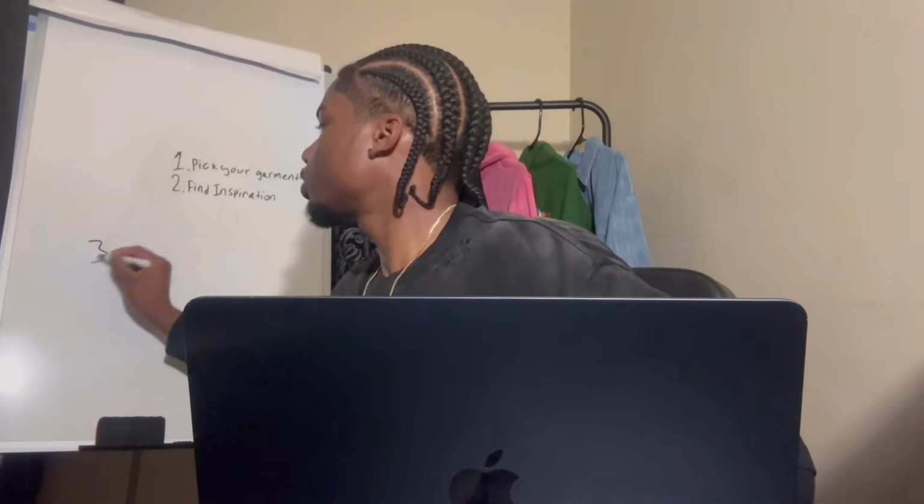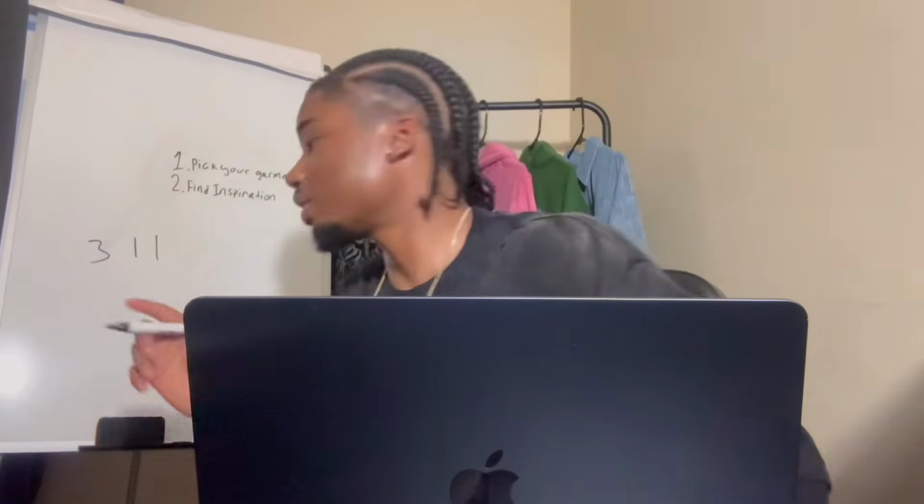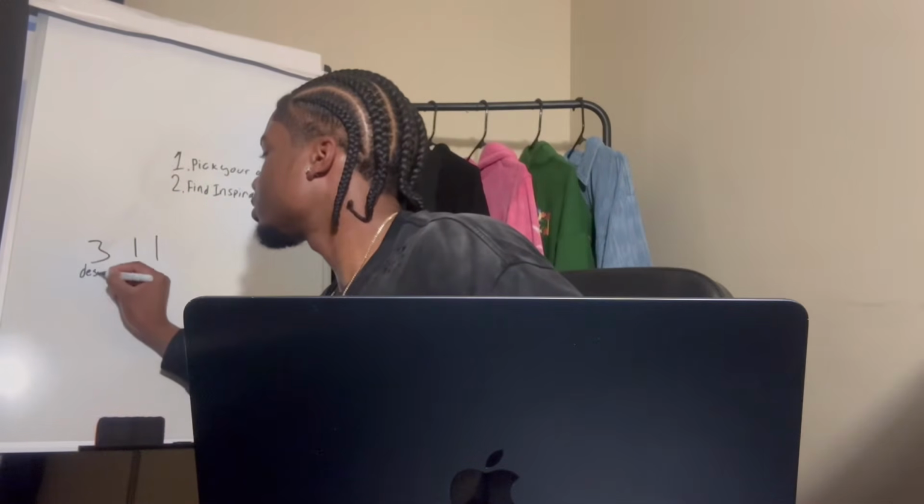So the 3-1-1 rule is you want to find 3 images that have a design aspect that you like. Then you want to find 1 image that shows how you want your sweater to fit on your customers. When the product is final, you want to find a picture that shows the ideal fit.